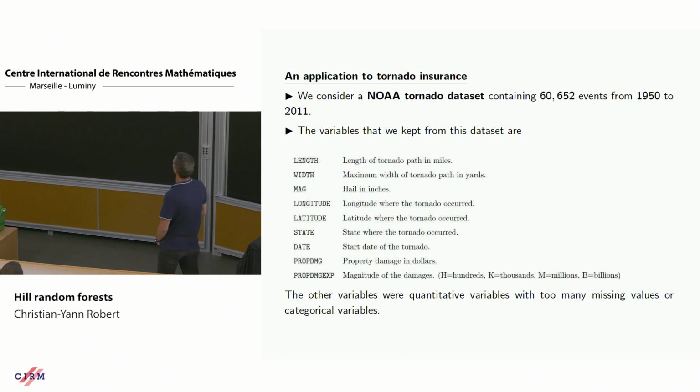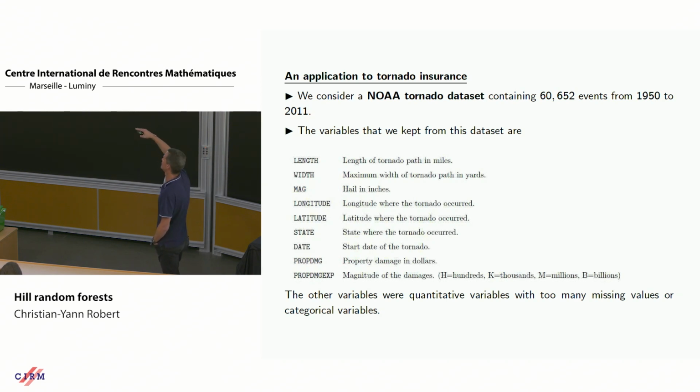So this is a surrogate, but I skip it. So to finish, the real case study. We propose an application to tornado insurance. We have the chance to have a tornado data set from the National Oceanic and Atmospheric Administration from the US, containing approximately 60,000 events from 1950 to 2011.